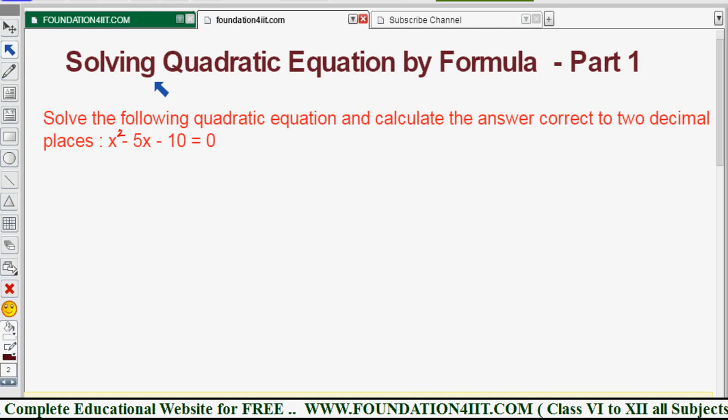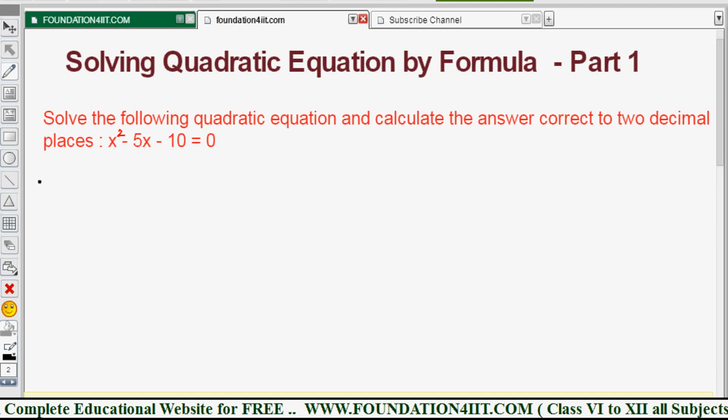Okay, now let us see some of the problems which are done using this formula. So, quadratic equation formula. Here the question is: solve the following quadratic equation and calculate the answer correct to two decimal places. When I ask for two decimal places, we will not get a perfect square root, so we need to know the long division method also in this case. Let us solve this problem, and let me show you some other problems also.